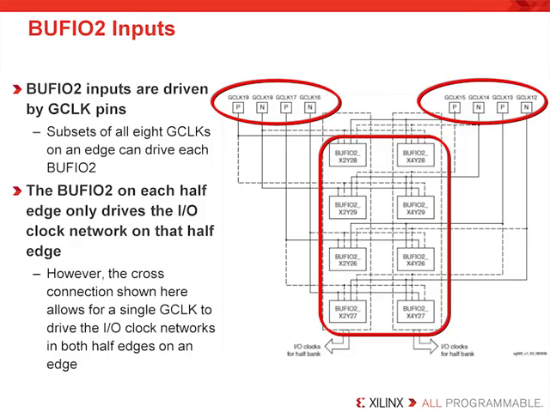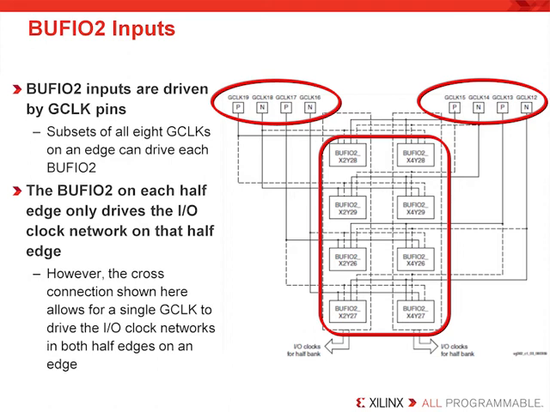This slide is trying to show you the association of each global clock pin with the BUFIO2 inputs associated with each I/O bank. As you can see, each I/O bank has 8 global clock pins associated with it, and each pin has a pre-assigned PN pair in case you want to bring in a differential clock signal. Each global clock can drive more than one BUFIO2 on each half edge. Each BUFIO2 on each half edge only drives the I/O clock network on that half edge. However, each global clock can drive the I/O clock networks on both half edges.